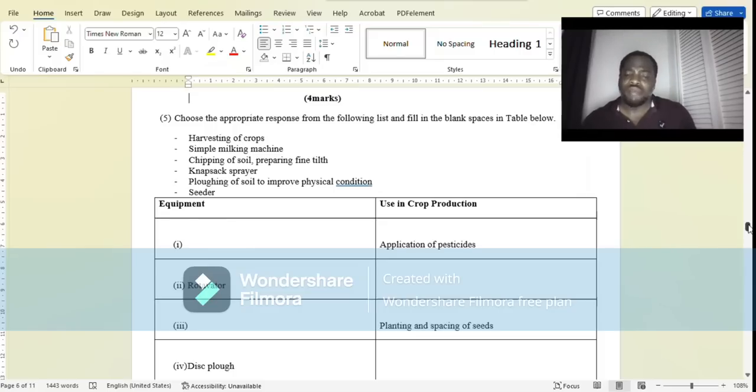The seeder, some of the seeders also apply fertilizers, but they handle planting and spacing, maintaining the planting distance that will minimize the occurrence of competition. We have the disc plow, and that is used again for primary tillage, turning over the soil. So plowing up the soil to improve the physical conditions. So again, this question gave you some specific information that you need to input in the table. You should have chosen those inputs based on your knowledge about the different farm machines.